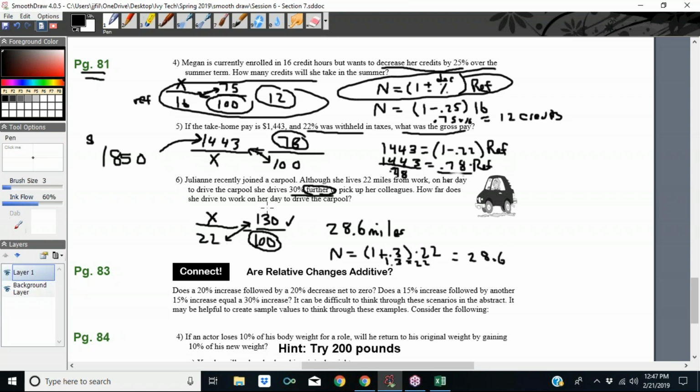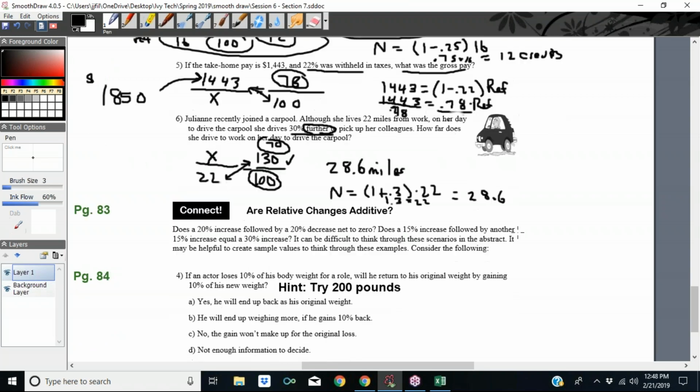If you used 70 here, you would have gotten a number that's less than 22. And so when she drove the carpool, she'd be driving less than if she drove straight to work, and that doesn't make sense.